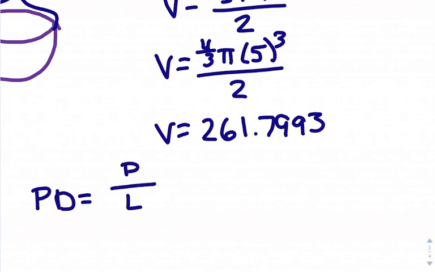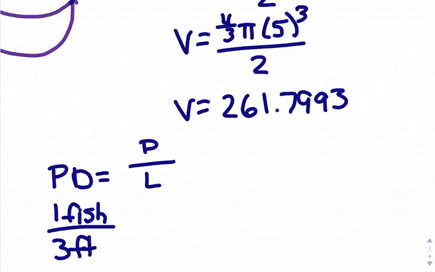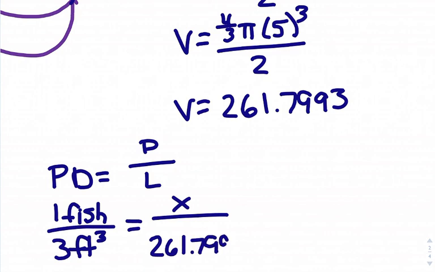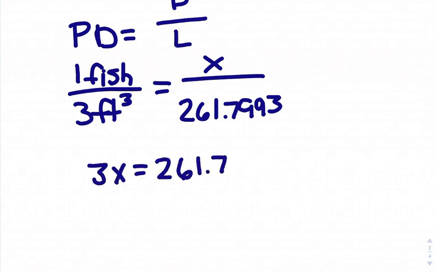Now to find population density, we do the population over our land. What we're trying to figure out is how many fish Fred can put into this pond, so we're going to solve for P. Our population density is 1 fish over 3 feet cubed. We solve for our population, and our volume is 261.7993. Now we can cross multiply. This is going to be 3P equals 261.7993. We divide by 3, and we get 87 fish.